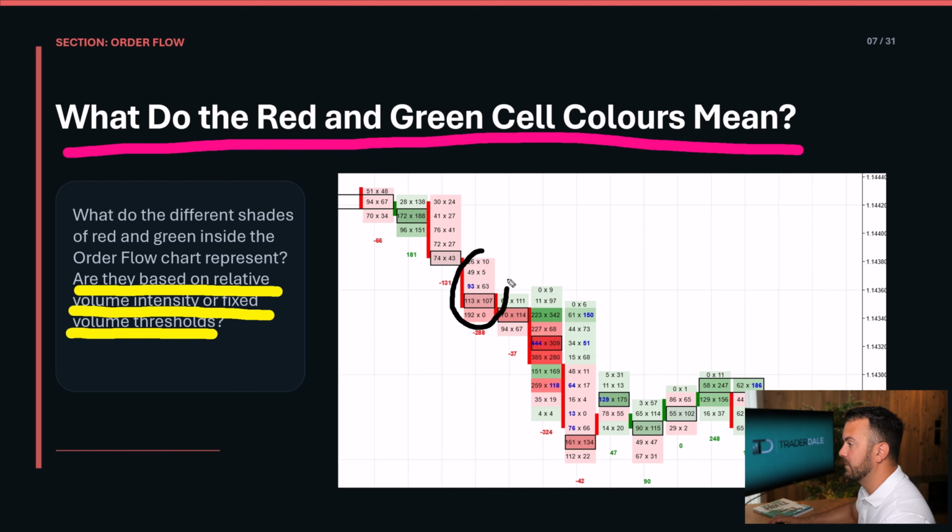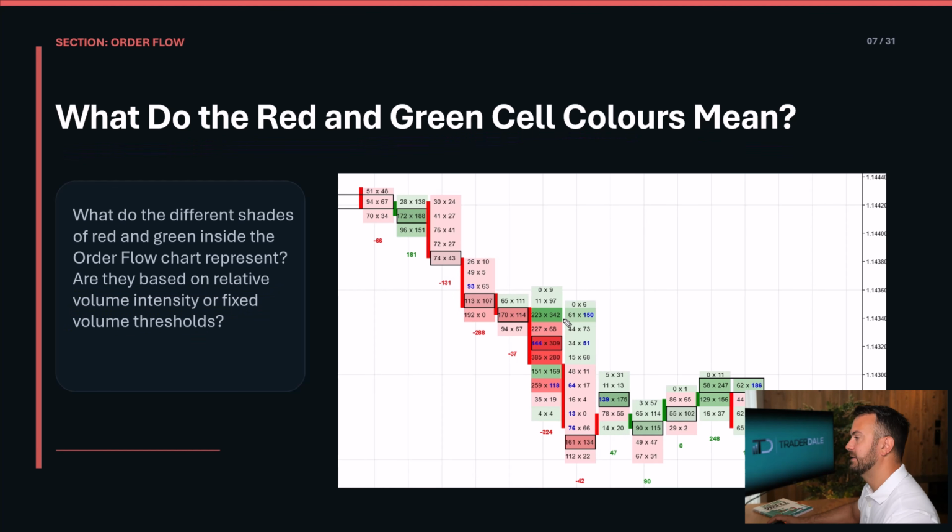The red ones mean that sellers were in control. If it's green, then buyers were in control in those specific areas, right? Those were sellers, and here there were buyers. As you can see, sometimes the shades are darker. For example, in this whole area, the shades of the colors are darker. That's because volumes were heavier there.